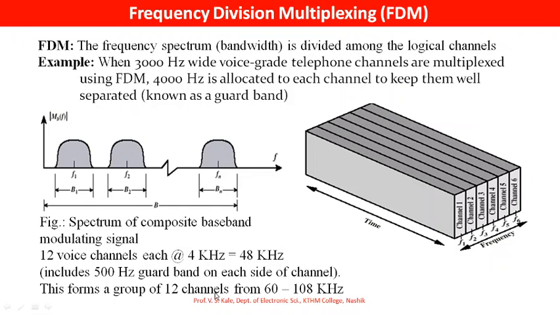This forms a group of 12 channels. So this is one group of 12 channels, second group of 12 channels. So there are many groups, those are transmitted through a single link, and the allocated band for that in telephone is 60 kilohertz to 108 kilohertz, through which many users' data is transmitted simultaneously from one place to the other. This is about frequency division multiplexing, how the number of channels transmit signals with separate carriers.